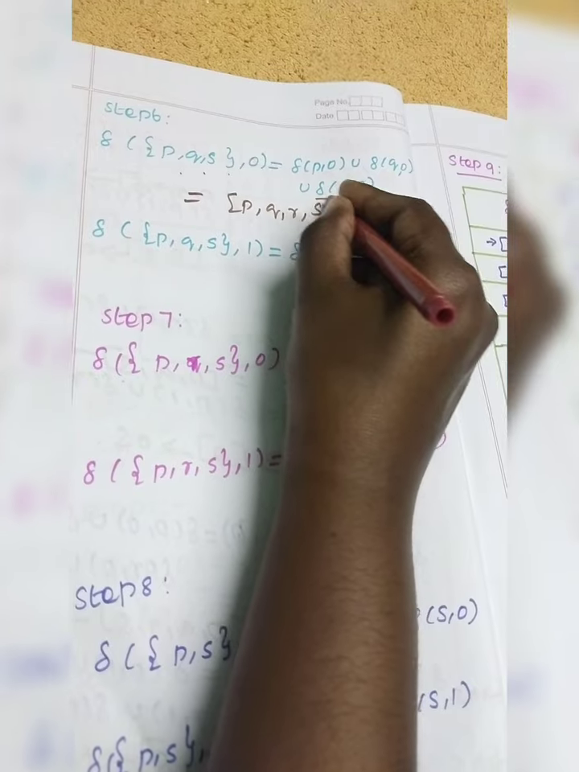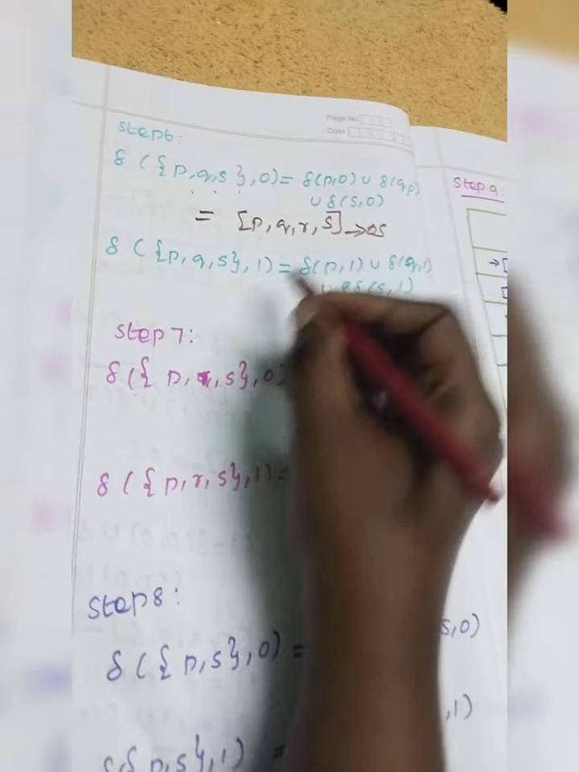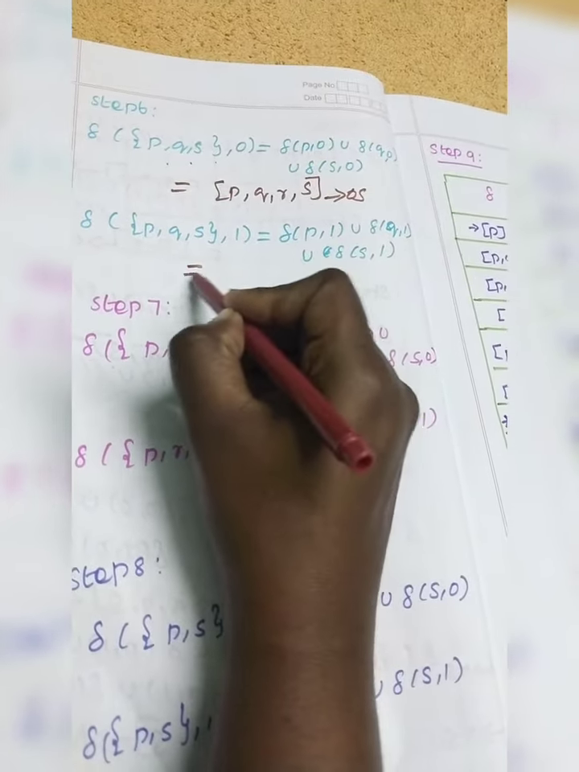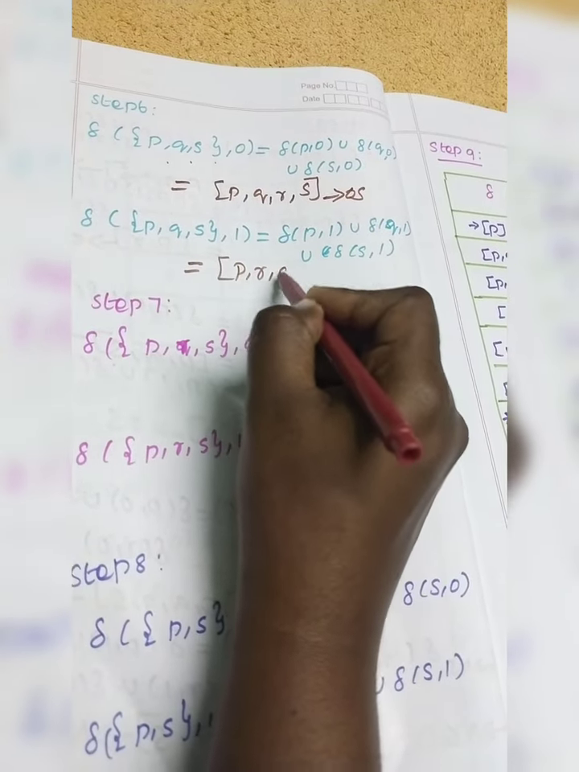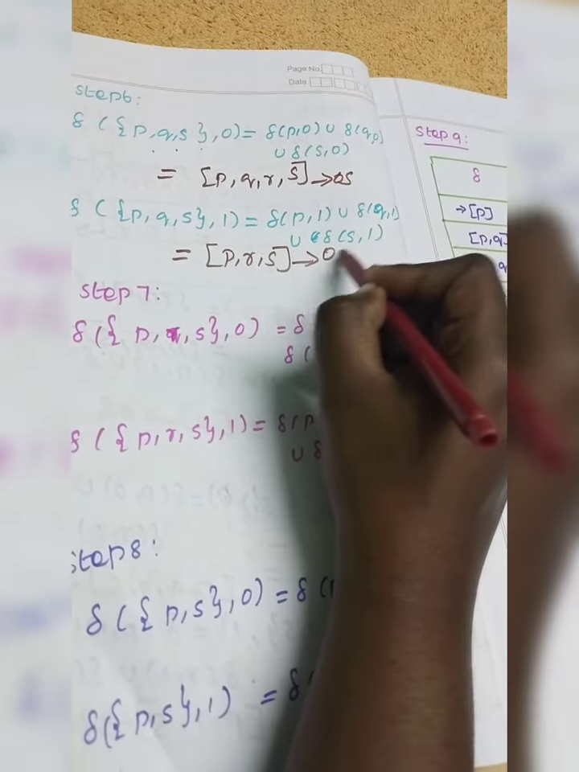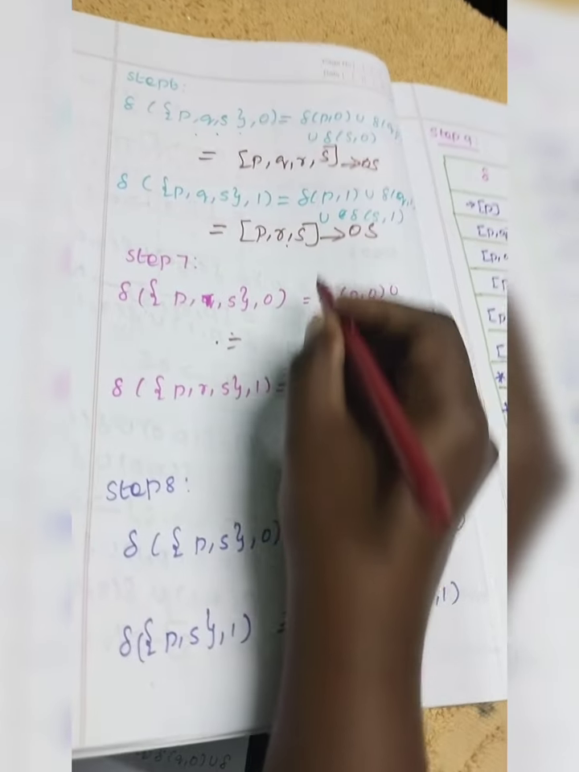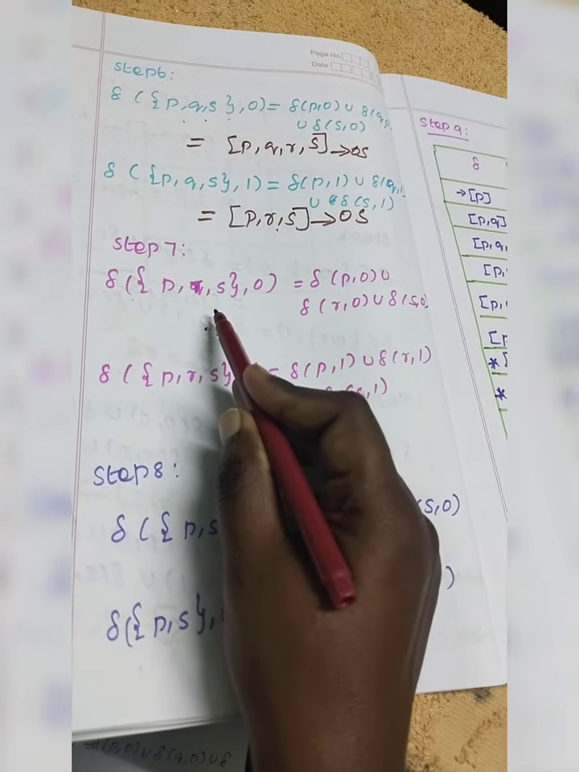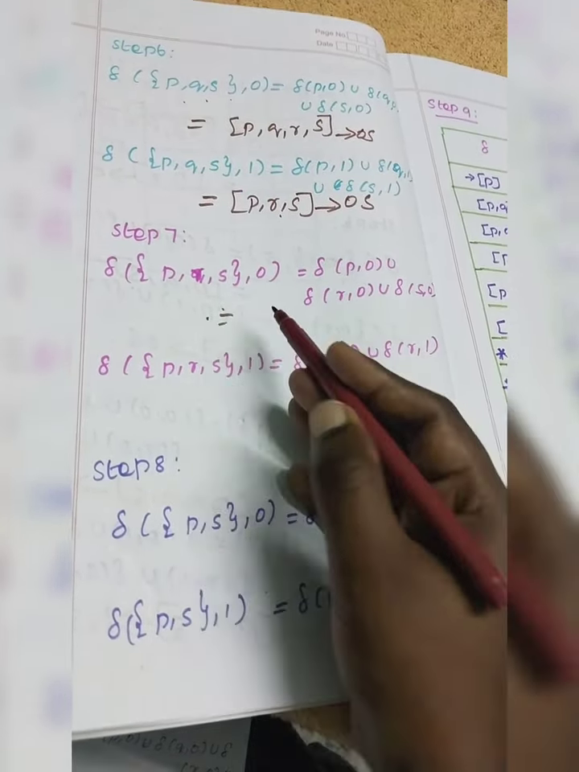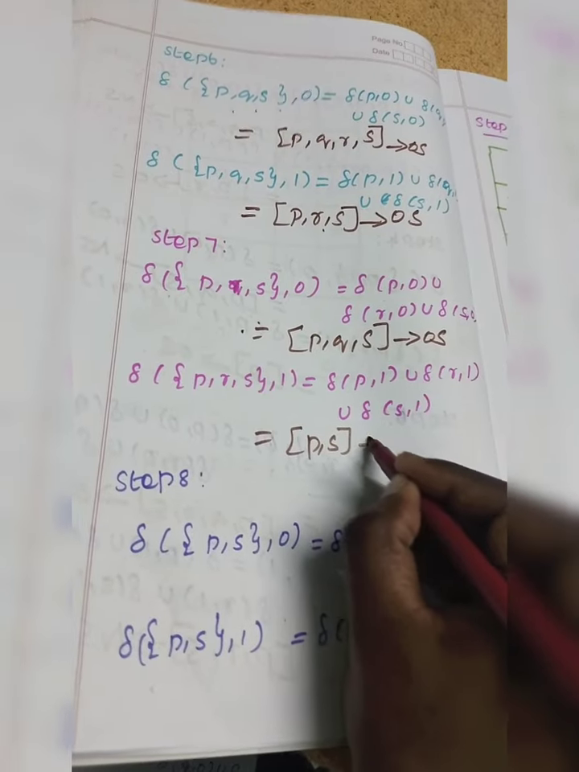So PQRS is also an old state. If you are processing PQS with the input 1, you get PRS only. So PRS is also an old state, since we already processed PRS here. Then you can process PRS with the input 0. You get PQS, so PQS is also an old state. And if you are processing PRS with the input 1, you get PS. PS will be the new state.